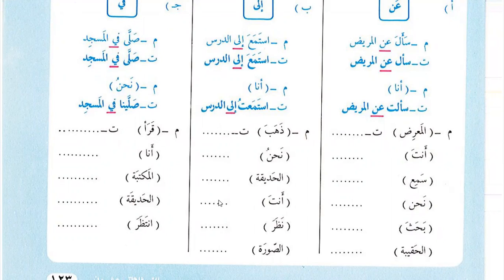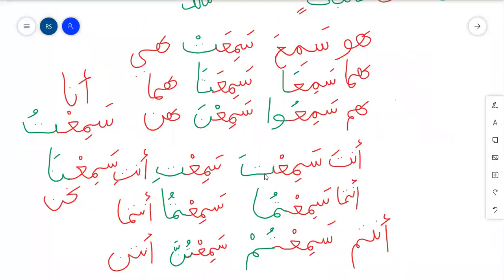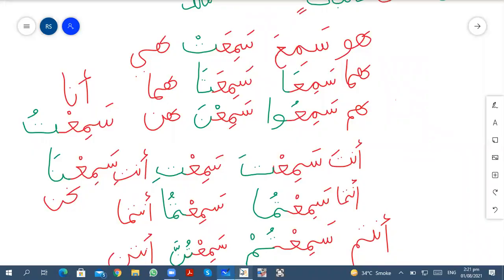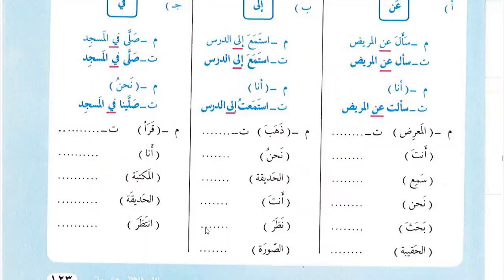Anta zahabta. Anta zahabta ila al-hadika. You looked at the garden. Anta, you look, sir. You look into the garden. Anta nazarta. Anta zurta. No. Somebody is talking. Anta zurta ila al-hadika. No. Okay. Nazarta. Anta nazarta. Anta nazarta ila al-hadika.